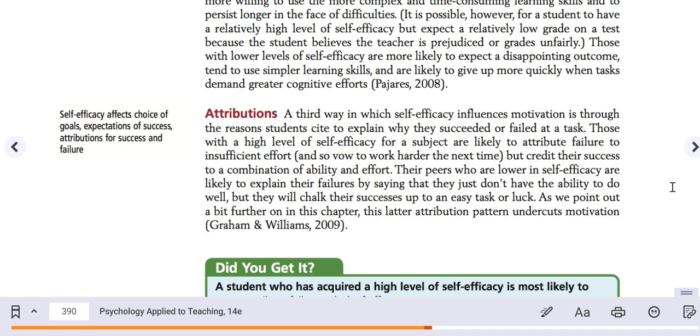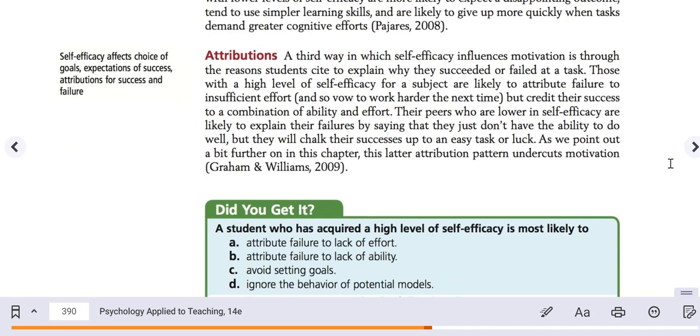Their peers who are lower in self-efficacy are likely to explain their failures by saying that they just don't have the ability to do well, but they will chalk their successes up to an easy task or luck. As we point out a bit further on in this chapter, this latter attribution pattern undercuts motivation.